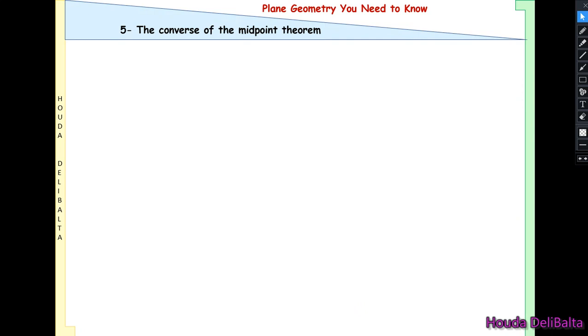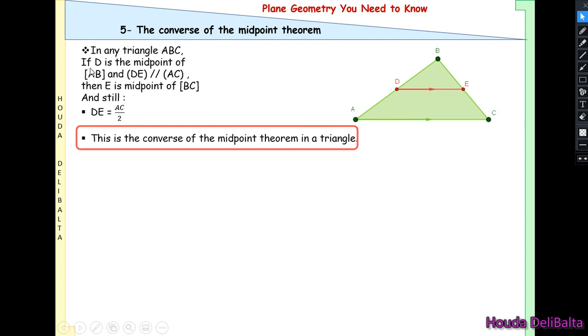The converse of the midpoint theorem. The midpoint theorem has a converse, as Pythagoras has a converse. Here is a triangle ABC. The given is that D is the midpoint of AB and that DE is parallel to AC. So the given is different here. We don't have two midpoints. We have just one midpoint, D, and DE is parallel to AC. Then we can deduce that E is the midpoint of BC, and that's called the converse of the midpoint theorem in a triangle, and still DE equals AC over 2.